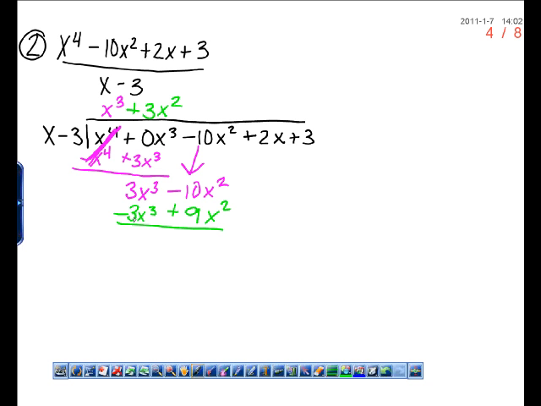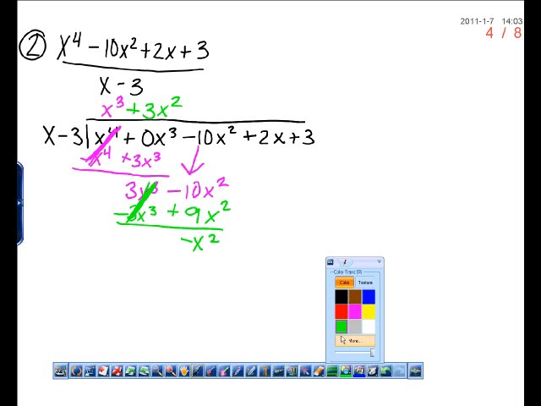Do my first terms cancel? They better. They do. Negative 10x squared plus 9x squared. Negative x squared. What times x gives me negative x squared? Negative x. Oops, change colors. All right, I want you to keep going. Try and finish this one out.